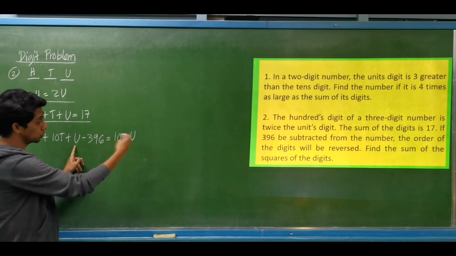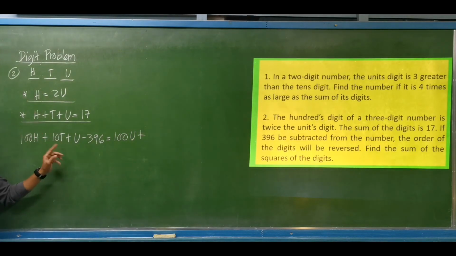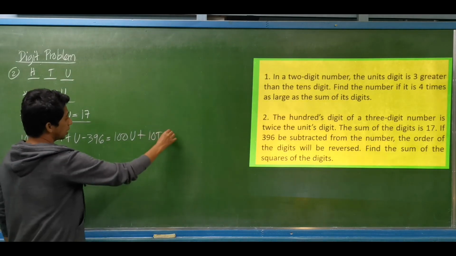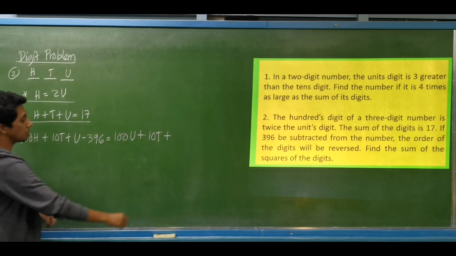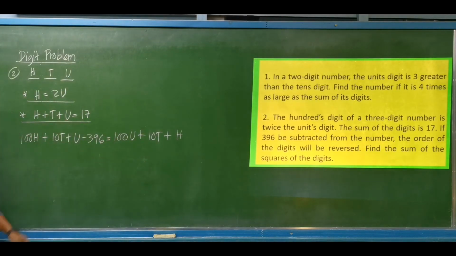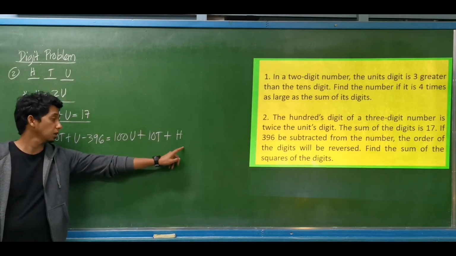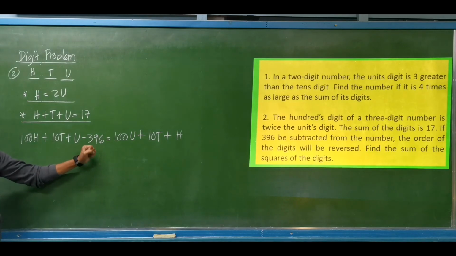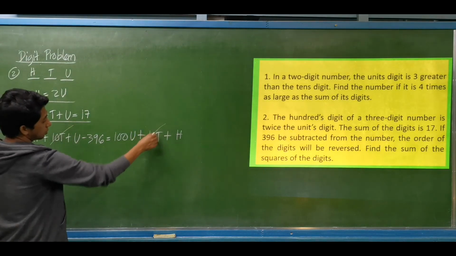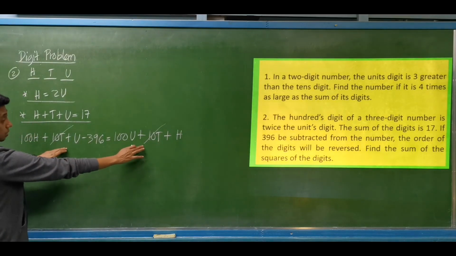Since we are to do the reverse, plus, since this is the middle term, it is the same as 10 times t. Then the last digit will be the hundreds digit. So we are to do the reverse. From HTU, it will be UTH, if you have to subtract 396. Then we can simplify. We can cancel out, I think we can remove 10t since they are on both sides of the equation.